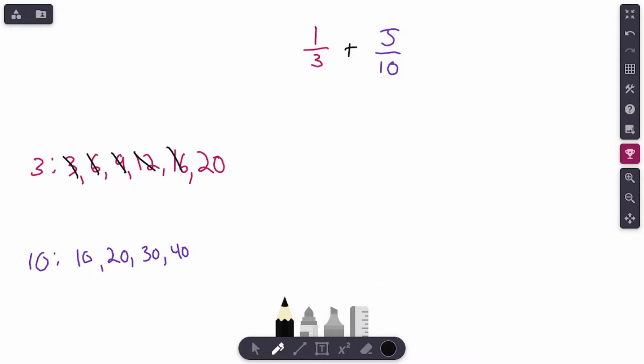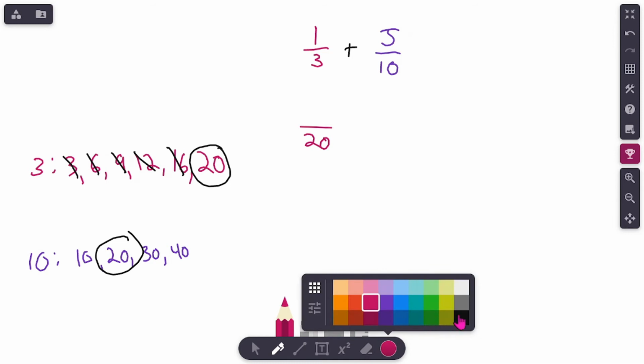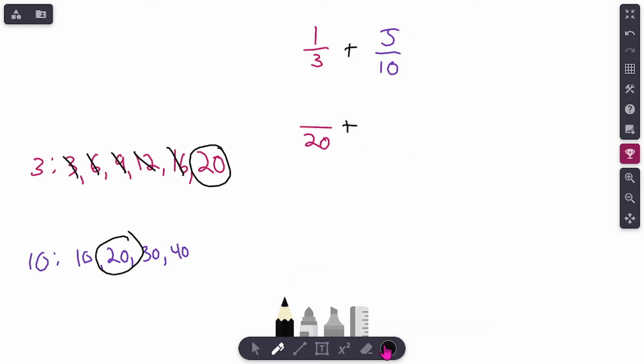16, nope. 20. Both of them have 20. There we go. That's going to be our common denominator. So when we're creating these equivalent fractions for 1/3 and for 5/10, the denominators that we're creating equivalent fractions is going to be 20. So there we go. Let's do it now.